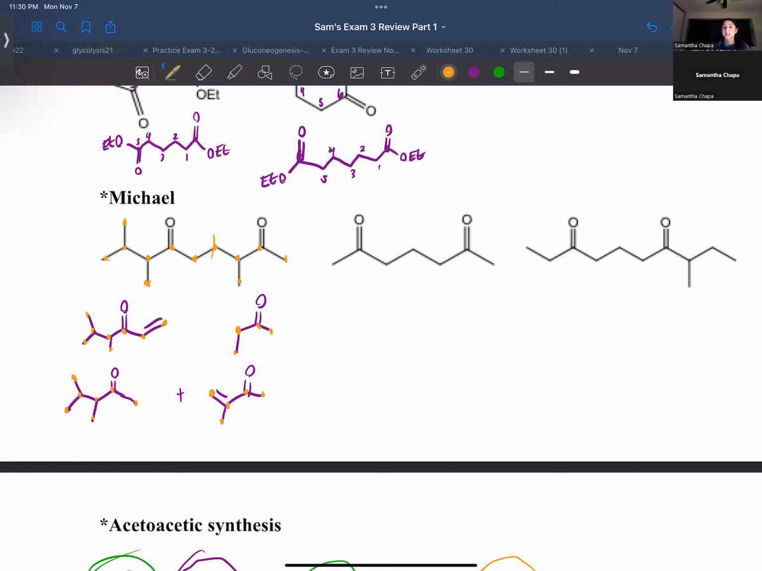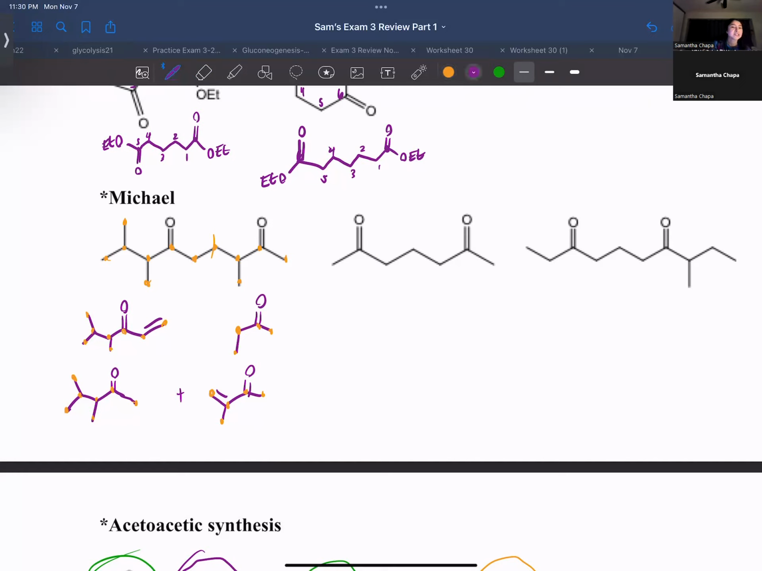Looks like both of these would be perfect reagents in order to make this Michael product. So any way that you would have done it would have been good. So let me just check the other ones just to make sure that all these other ones are okay.